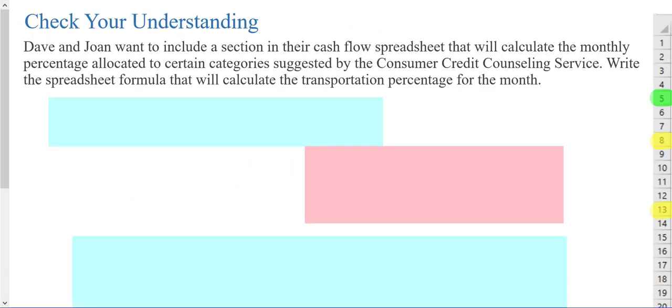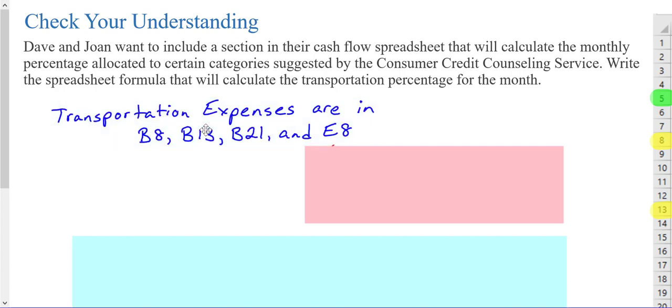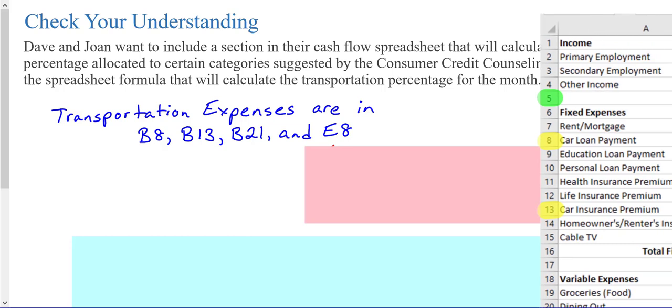Okay, so Dave and Joan want to include a section in their cash flow spreadsheet that will calculate the monthly percentage allocated to certain categories. So we want to write a formula that will calculate the transportation percentage for the month. So our transportation expenses are in B8, B13.